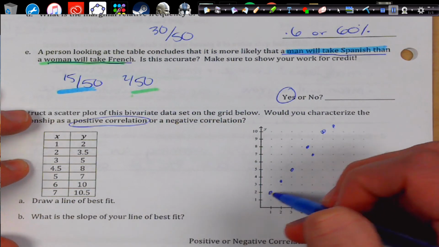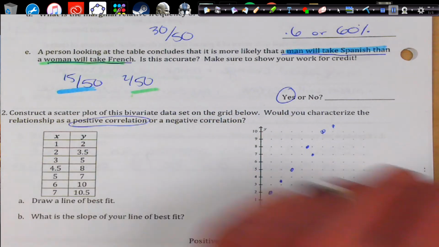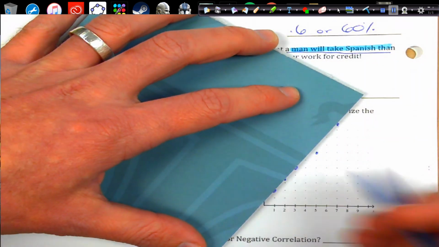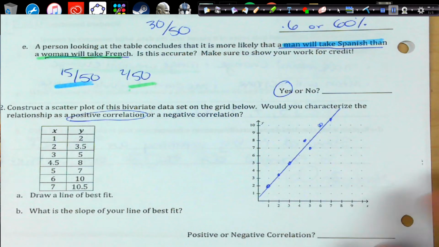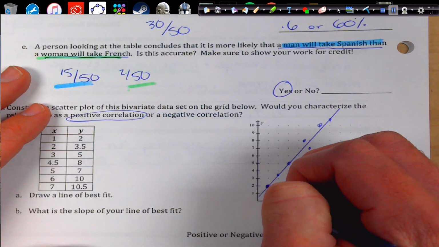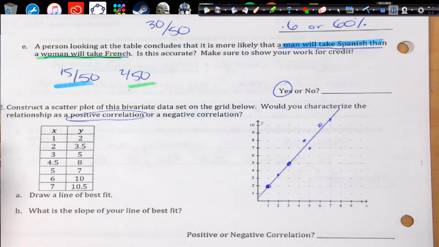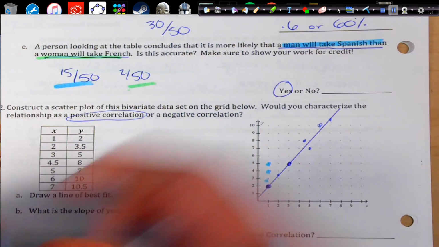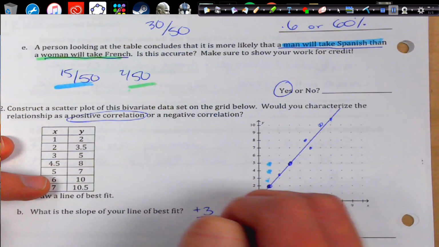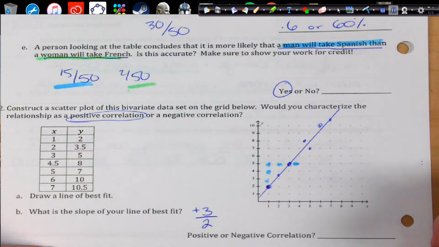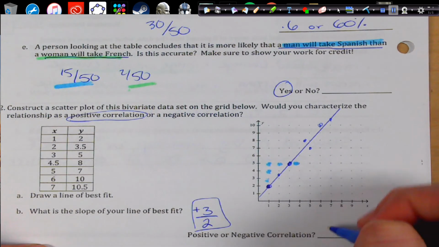Draw a line of best fit. Okay, this is where you would like to go ahead and use a straight edge if possible. You want to try and see if you can go through as many points as possible. Just like that. What is the slope of the line of best fit? It looks like I'm going through this point and this point. So slope, I can actually just count. 1, 2, 3, up 3. Over 1, 2. So a run of 2. So 3 over 2. Positive or negative? Positive.